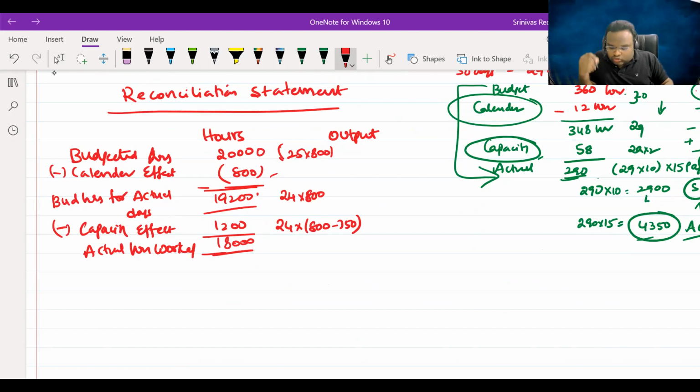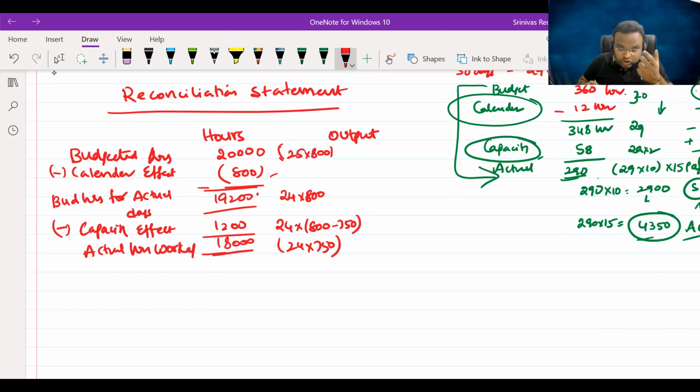Sir, now 20,000 hours you have got for 24 days. You have worked at 750 per day, right? 18,000. So how did you come from 20,000 budget hours to actual hours of 18,000? Because of two effects. One effect is calendar. Second effect is what? Capacity. Calendar, 1 day I lost means 1 day into 800 hours. What is the balance? Budget hours for actual days, 19,200. Actual hours because of capacity effect, how many hours have you lost? 24 days, sir, each day 50, 1,200. How many actual hours worked? 18,000.